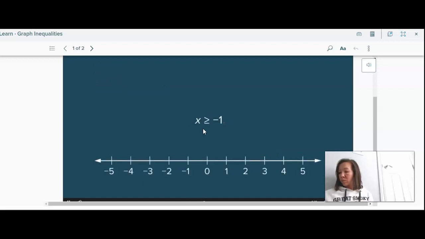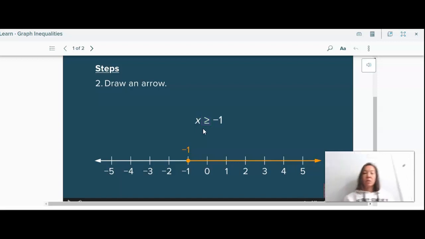Consider another example. To graph x is greater than or equal to -1, start by placing the endpoint. For an inequality that includes a less than or equal to, or a greater than or equal to symbol, a closed dot is used to show that the number is a solution. Next, draw an arrow from the endpoint. To show that values greater than -1 are solutions, draw an arrow that points to the right. So the difference with equations: when we solve an equation, you would get something like x equals -1. That means the only answer for x would be -1. But with inequalities, x is any number that's greater than or equal to -1.